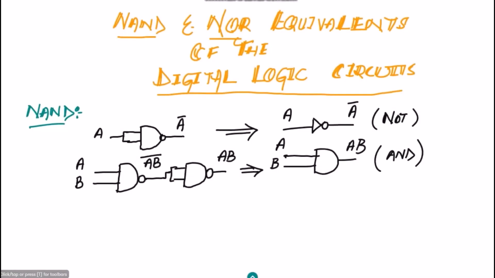So we can very easily see here that two of the most fundamental gates, let me underline them: the first of them is the NOT gate, and the second is the AND gate. We can very easily make them by using NAND gates.